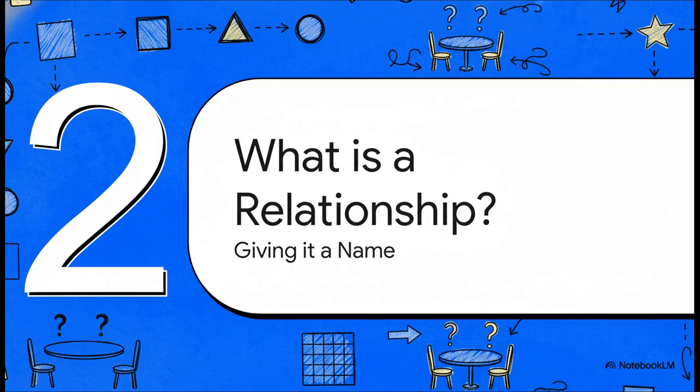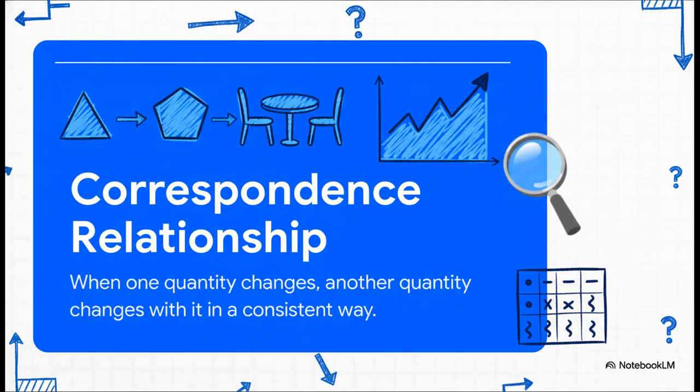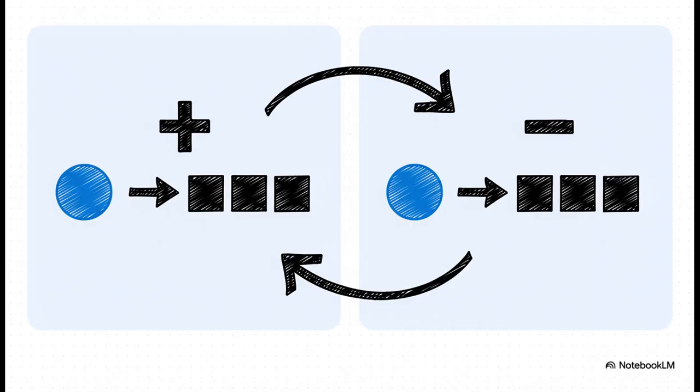So now that you've got the feel for it, let's actually put a name to what we just did. So this is the big idea, a correspondence relationship. All it means is that when one thing changes, another thing changes with it. And it does it in a consistent, totally predictable way. That's it. It's just like our circles and squares. One number goes up, and the other one follows a specific rule. No surprises.